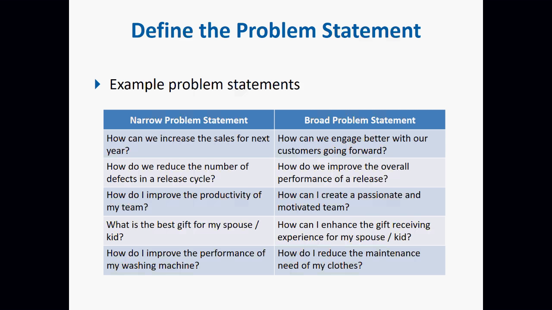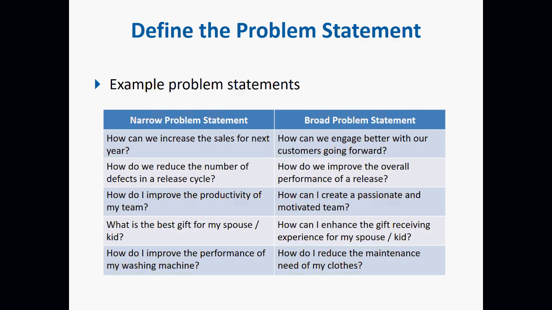How do I improve the productivity of my team is very narrow-minded. How do I create a passionate and motivated team is probably broader. A personal, narrow problem statement is what is the best gift for my spouse or kid. A broader problem can be how can I enhance the gift receiving experience for my spouse or kid, or for anyone, a parent or a friend.